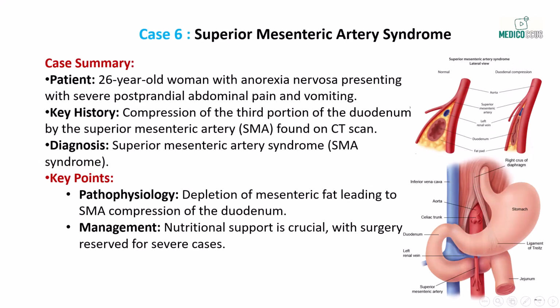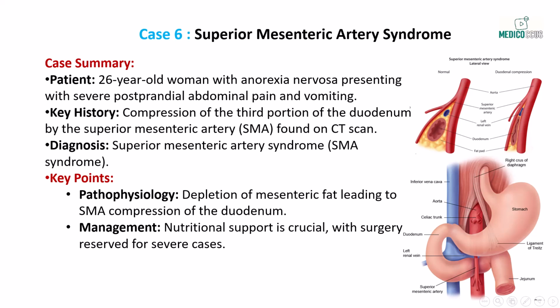Next, superior mesenteric artery syndrome, which appeared many times in the step 1 exam through recent past years. A 26-year-old woman with a history of anorexia nervosa presented with severe postprandial abdominal pain and vomiting. Imaging revealed compression of the third portion of the duodenum by the superior mesenteric artery, leading to a diagnosis of superior mesenteric artery syndrome. This condition, although rare, is a high-yield topic due to its unique pathophysiology.